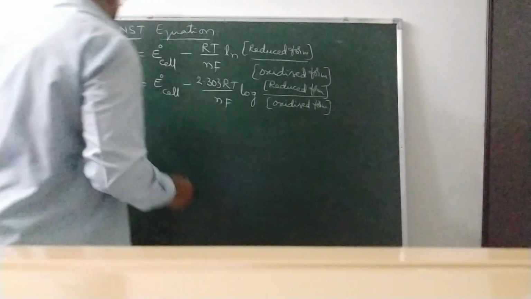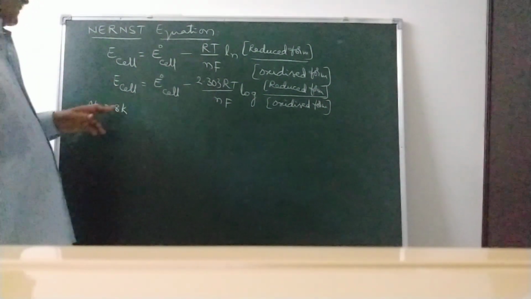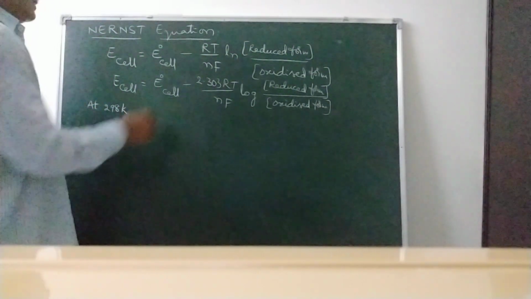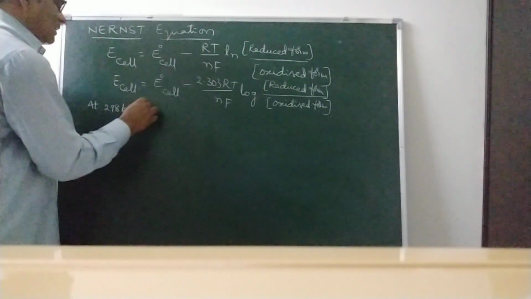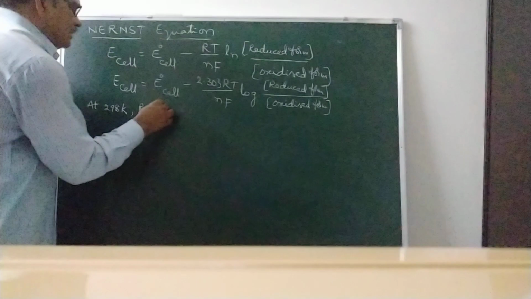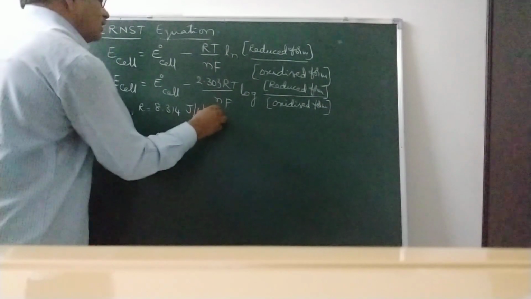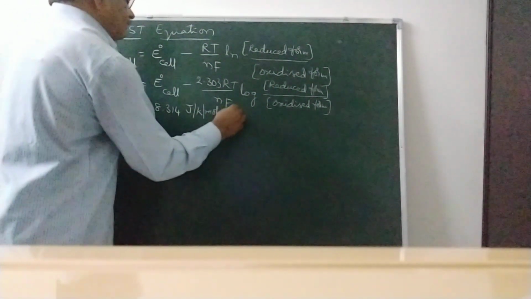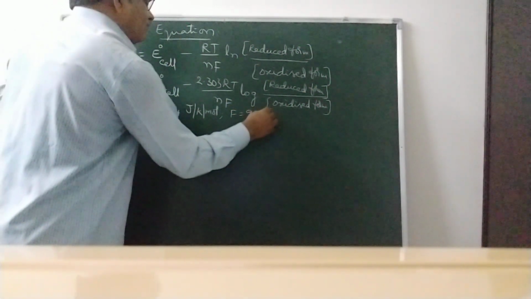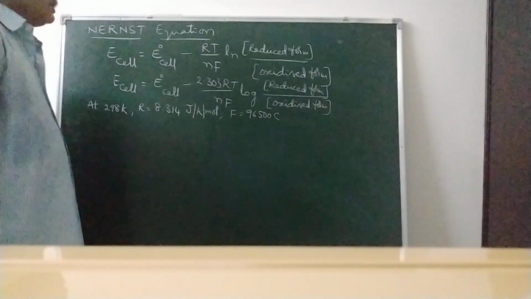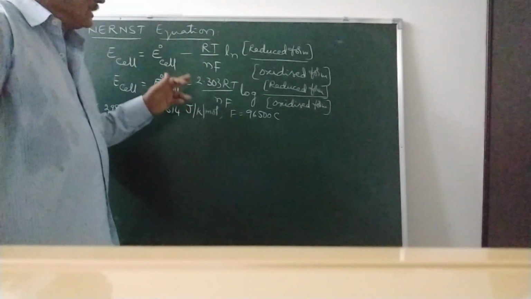So at 25 degrees Celsius or 298 K, we take the temperature as 298 K, R is equal to 8.314 joules per K per mole, and F is equal to 1 Faraday, that is 96,500 coulombs. So what is n? It is the number of electrons that take part in the reaction.